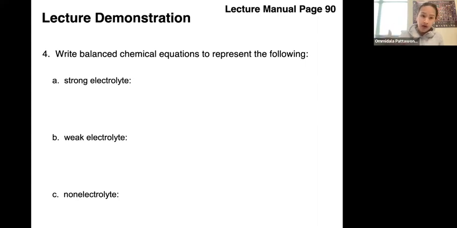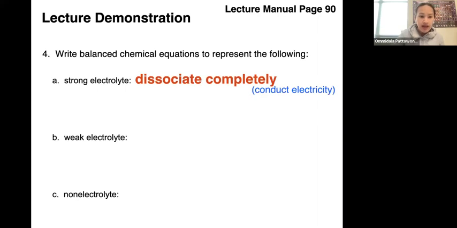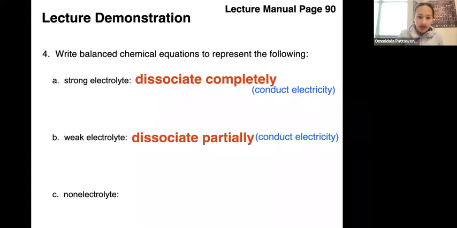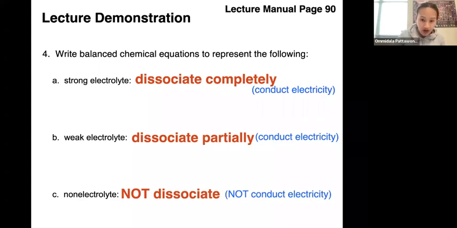The next thing we are going to take a look at is how to represent the difference between strong electrolyte, weak electrolyte, and non-electrolyte in terms of chemical equations, in terms of what is going on at the molecular level. Let's look at the definition of each first. A strong electrolyte can dissociate completely. A weak electrolyte can dissociate only partially. The last one, a non-electrolyte, does not dissociate at all.